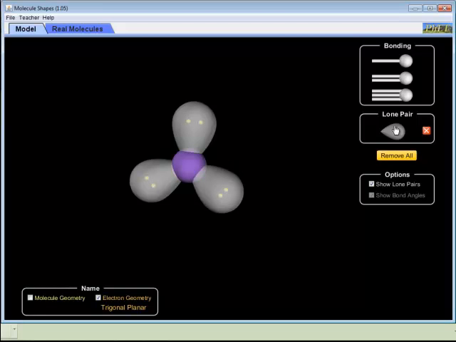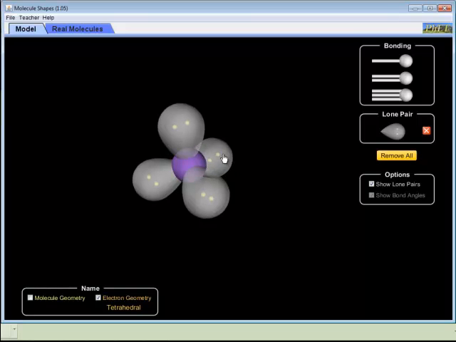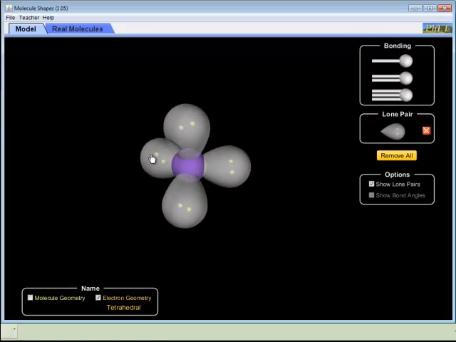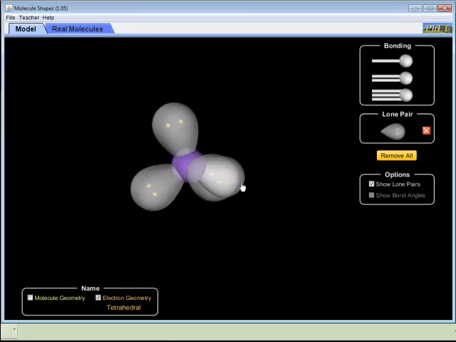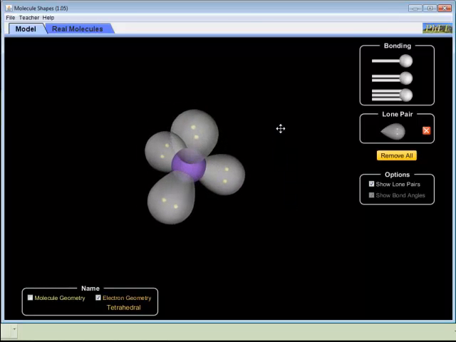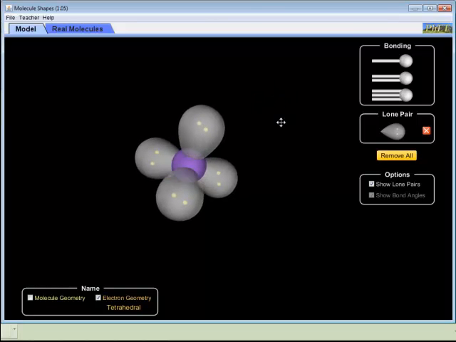Trigonal planar. Before I add the 4th one, you can pause and start to think about it. How am I going to maximize the distance between those electron groups? In this case, you have to get away from 2-dimensional. Now you go to 3-dimensional space. If I add another one, you can see it trying to maximize the distance between those. Same thing, if I move one, the other ones are pushed away.